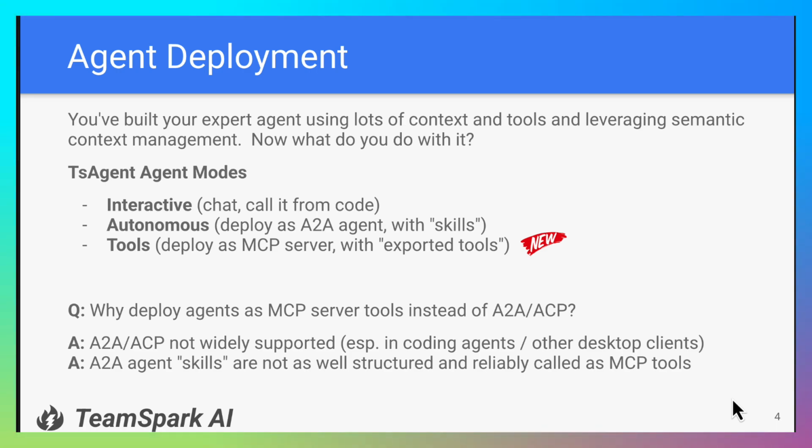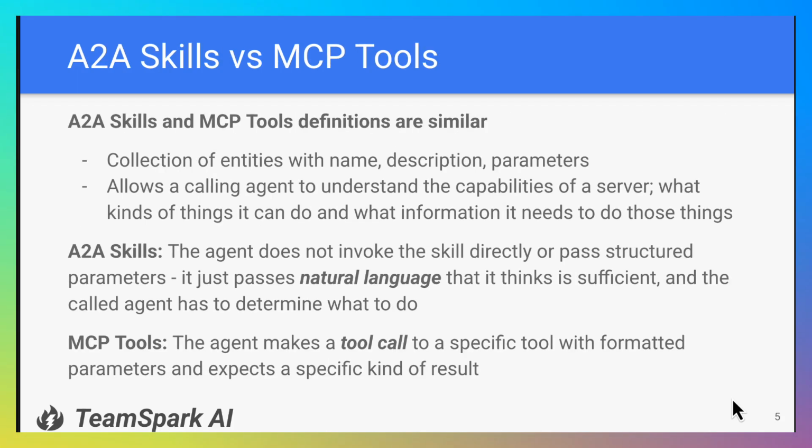They're designed to work a little bit differently, and in a way that I think makes them more of a challenge in some cases. So I'm going to briefly step into that for people who maybe aren't familiar. A2A skills and MCP tools are pretty similar. The way they're defined is almost exactly the same. They're basically a collection of entities where you have a name, a description, and a set of parameters. And they allow the calling agent to understand the capabilities of a server.